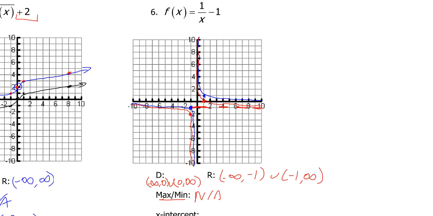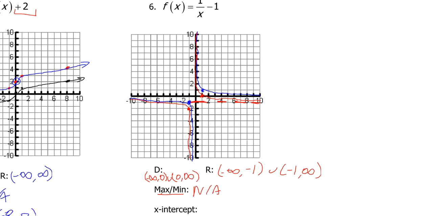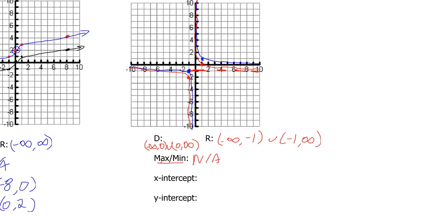And let's look at the x-intercept, which actually does exist for this. It's at over 1, up 0. I don't know why I tried to put a -1. So we've got (1, 0). And the y-intercept still does not exist. DNE.